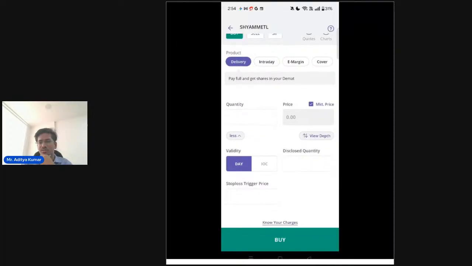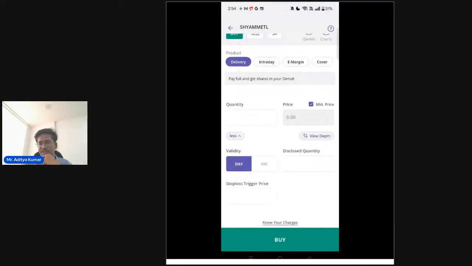Disclosed quantity means you can choose to show only a part of your total order quantity to the market. For example, if you are buying 500 shares, you can disclose only 100 shares. This is very useful for large trades.